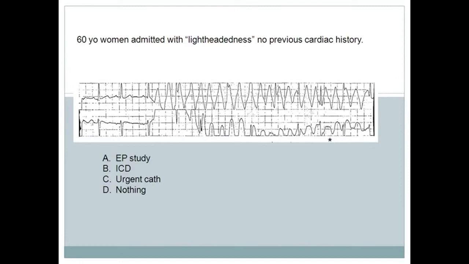One last thing. This is my last slide. What would you guys like to do with this patient? EP study, ICD, urgent cath, or nothing? So basically, we're dealing with a ventricular tachycardia. Why nothing? Okay. So that's the right answer.